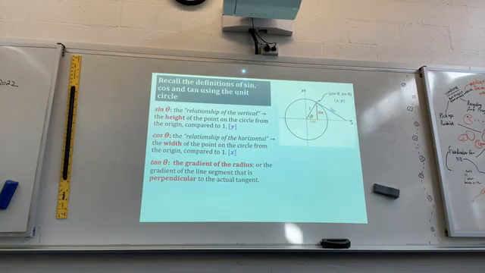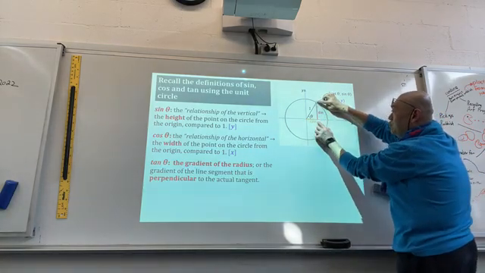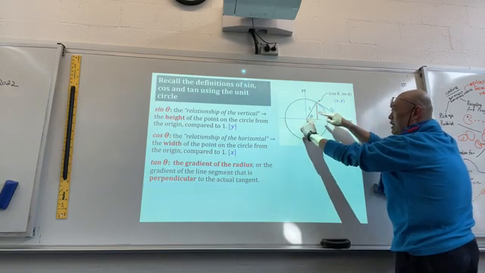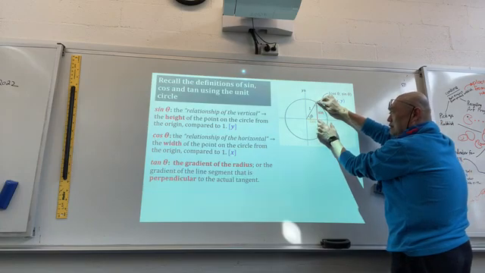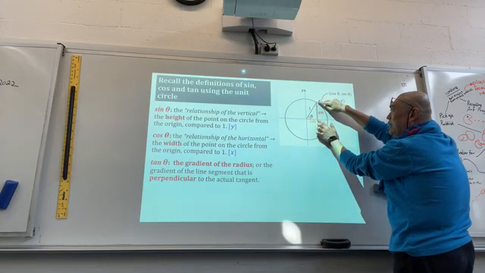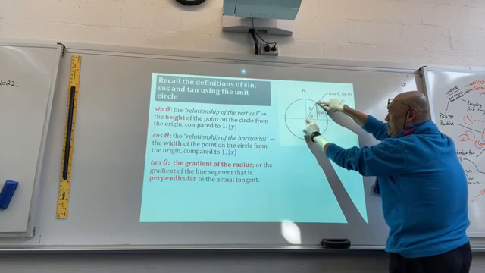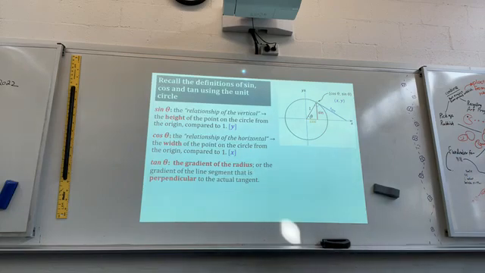Cos theta, horizontal. The width of the point on the circle from the origin compared to 1. So here, you know this is x. You know this is y. Cos is adjacent over hypotenuse. Therefore, x is cos theta. Sine theta is opposite over hypotenuse. So that's y. Because r is 1. The hypotenuse is 1. We don't normally write 1.